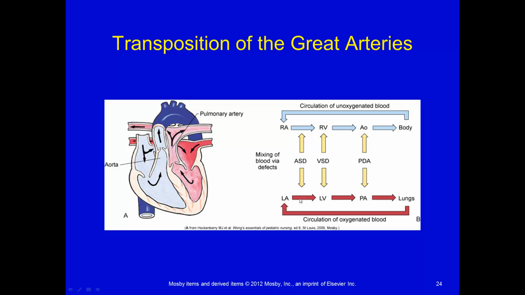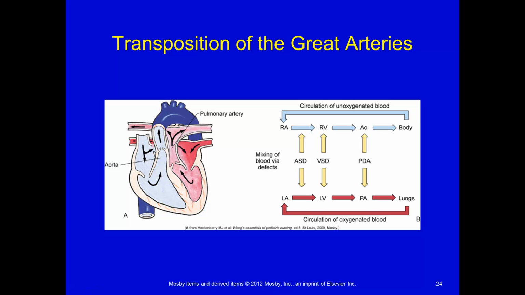Now, it's a mixed defect because oftentimes you'll get mixing of blood via several different defects. So either through an atrial septal defect, a ventricular septal defect, or through a patent ductus arteriosus. So that's why we call this a mixed defect, because oftentimes there are associated defects that actually allow for some mixing between these two isolated circulations. So I hope that makes sense.